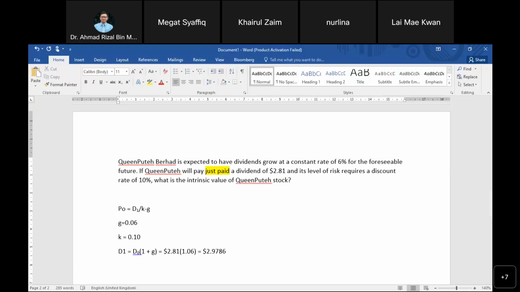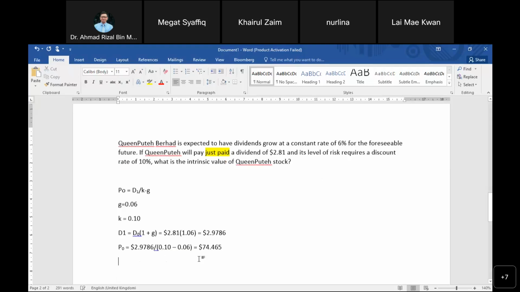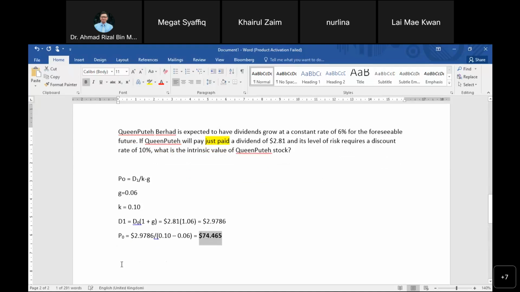Now you have your D1, you can plug it into this formula. P0, your D1 is 2.9786 divided by your K, which is 10%, minus your G, which is 6%. So it's simply 2.9786 divided by 0.04. It turns out to be 74 dollars and 46 cents. Can you follow this one?